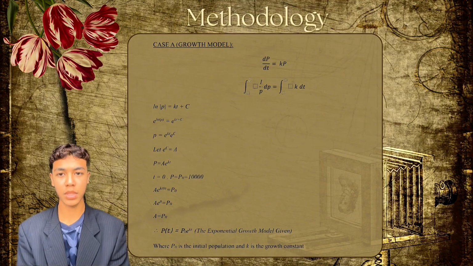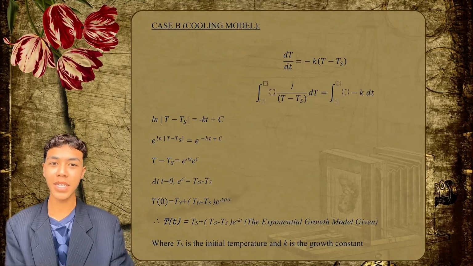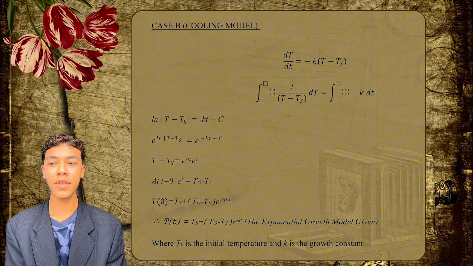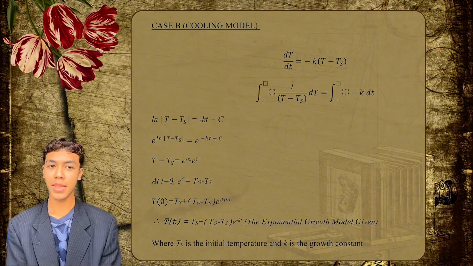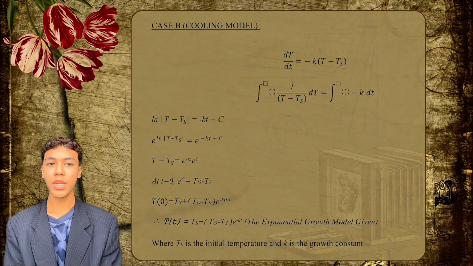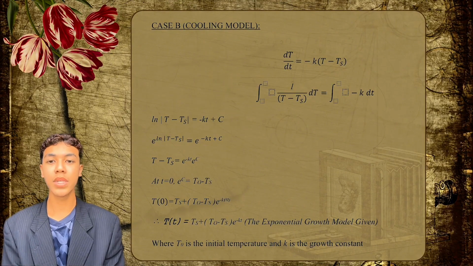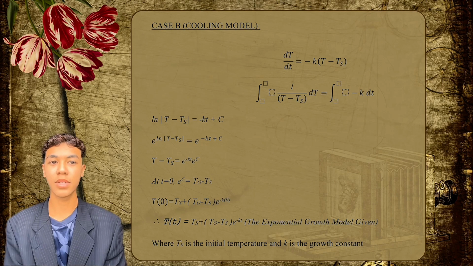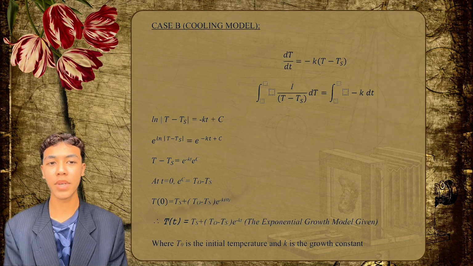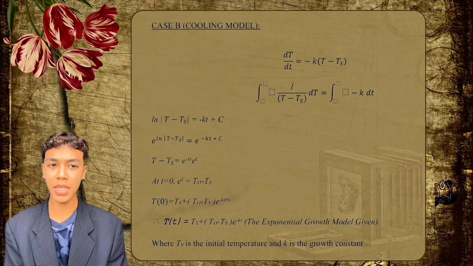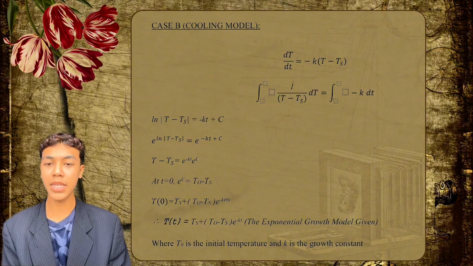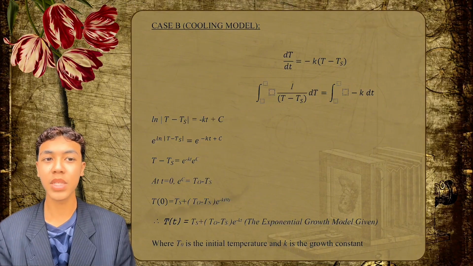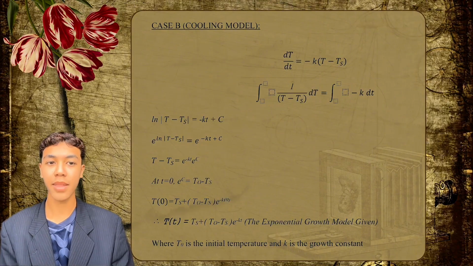k is our growth constant. For the next case, which is case B cooling model, we were given dT over dt is equal to negative k times T minus Ts. So we need to separate this ODE into its variables to solve this equation. So we will get 1 over T minus Ts dT is equal to negative k dt. So now we need to integrate both sides to get our answer.